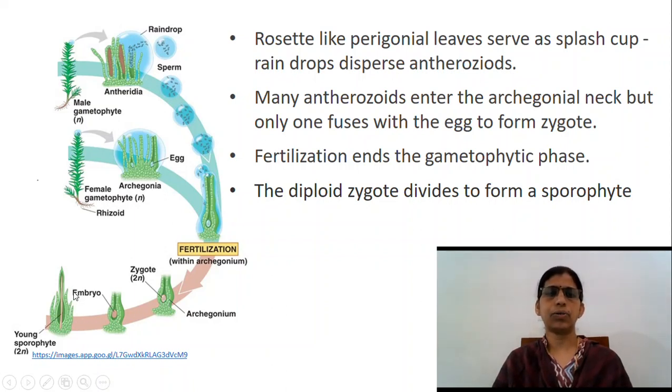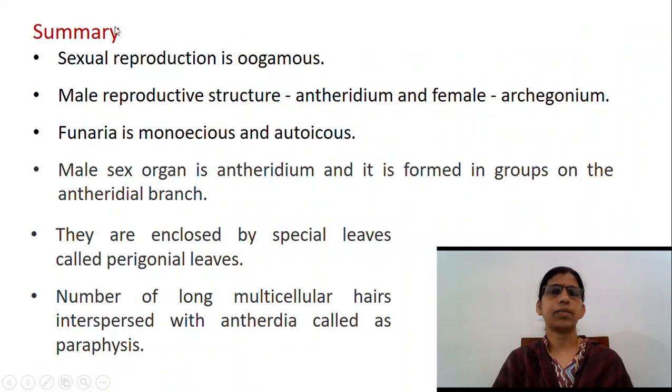Now let us look into the summary of this session. Sexual reproduction in Funaria is oogamous. The male reproductive structure is known as the antheridium and the female as the archegonium. Funaria is monoecious and autoicous. That is, the male and the female reproductive sex organs are borne on different branches of the same gametophyte.